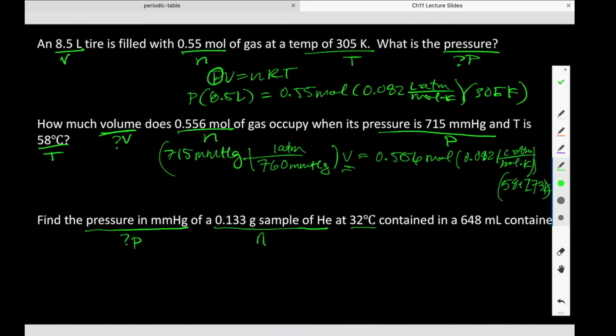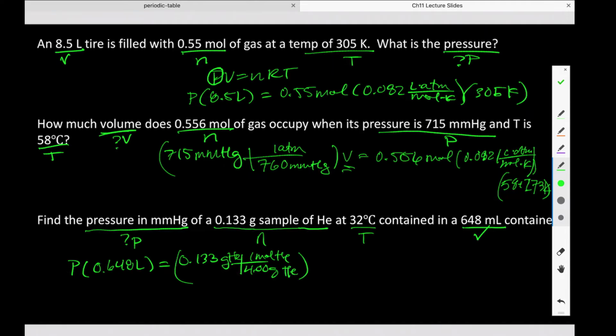In a 32 degrees container, which is our T, and 648 mL, which is our V, right? So we know that P times my volume, which is 648 mL, or 0.648 liters, is equal to n, which is 0.133 grams of helium times 4 grams per 1 mole of helium, times 0.0821 times 32 plus 273.15 Kelvin. Yes? All right, and then we would solve for P.